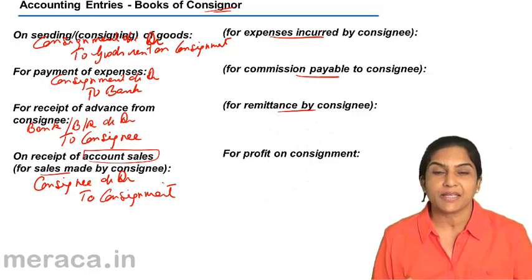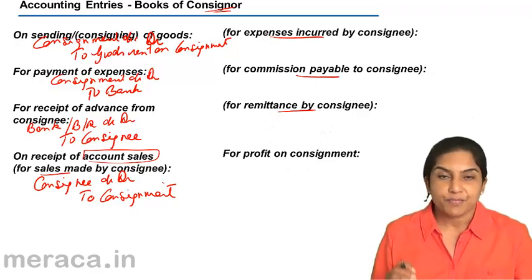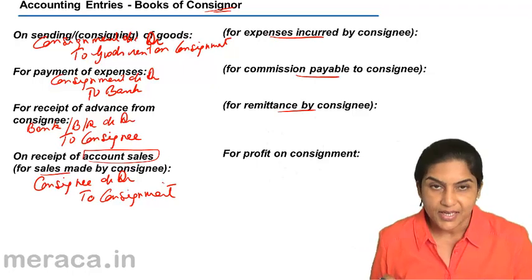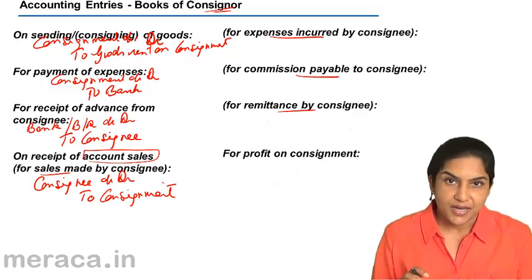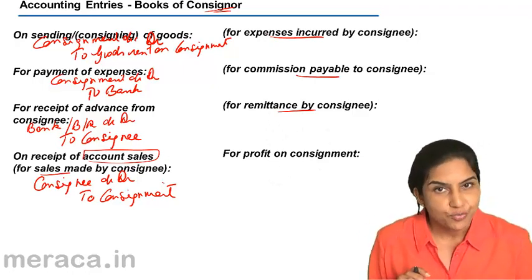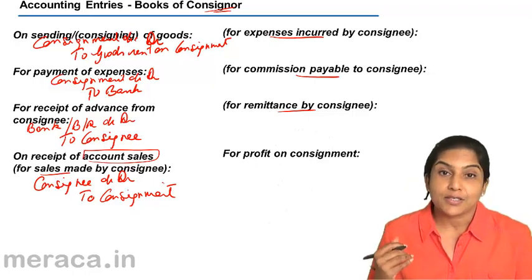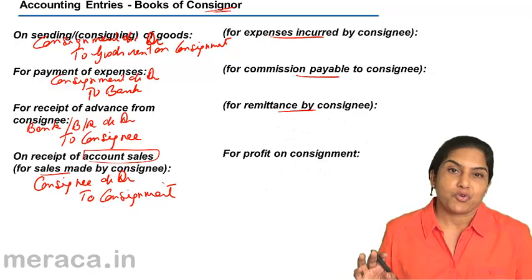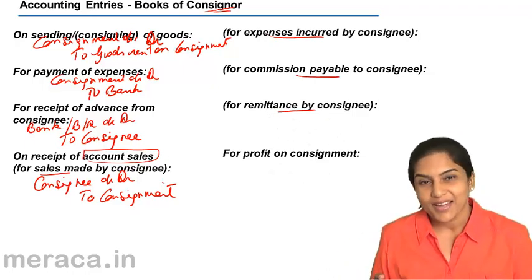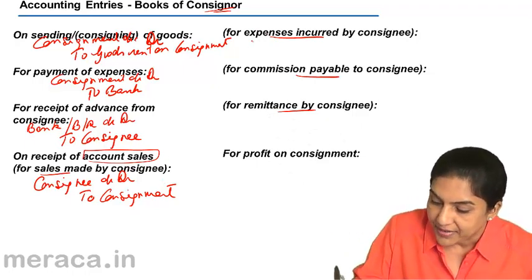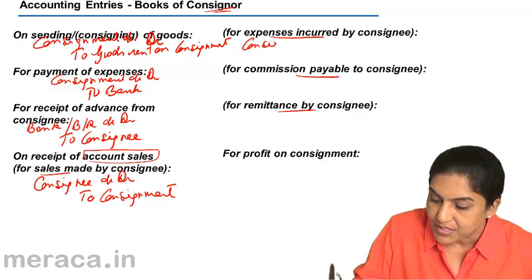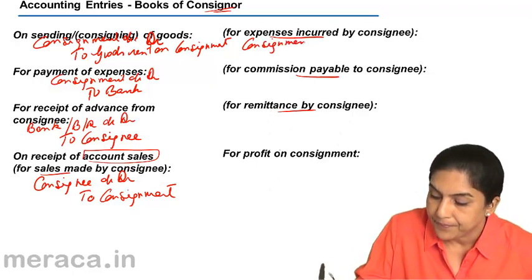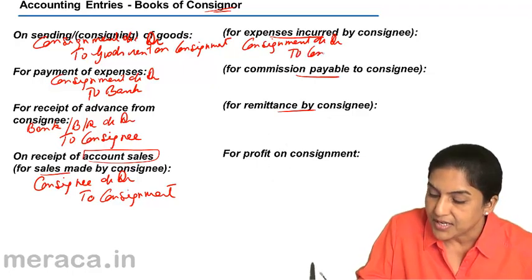Expenses which are incurred by the consignee. When expenses are incurred by the consignee, it is an expense of the consignment. Therefore, consignment has to be debited. But this money is payable to the consignee. Therefore, consignee's account has to be credited. So the entry for these expenses would be consignment account debit to consignee.